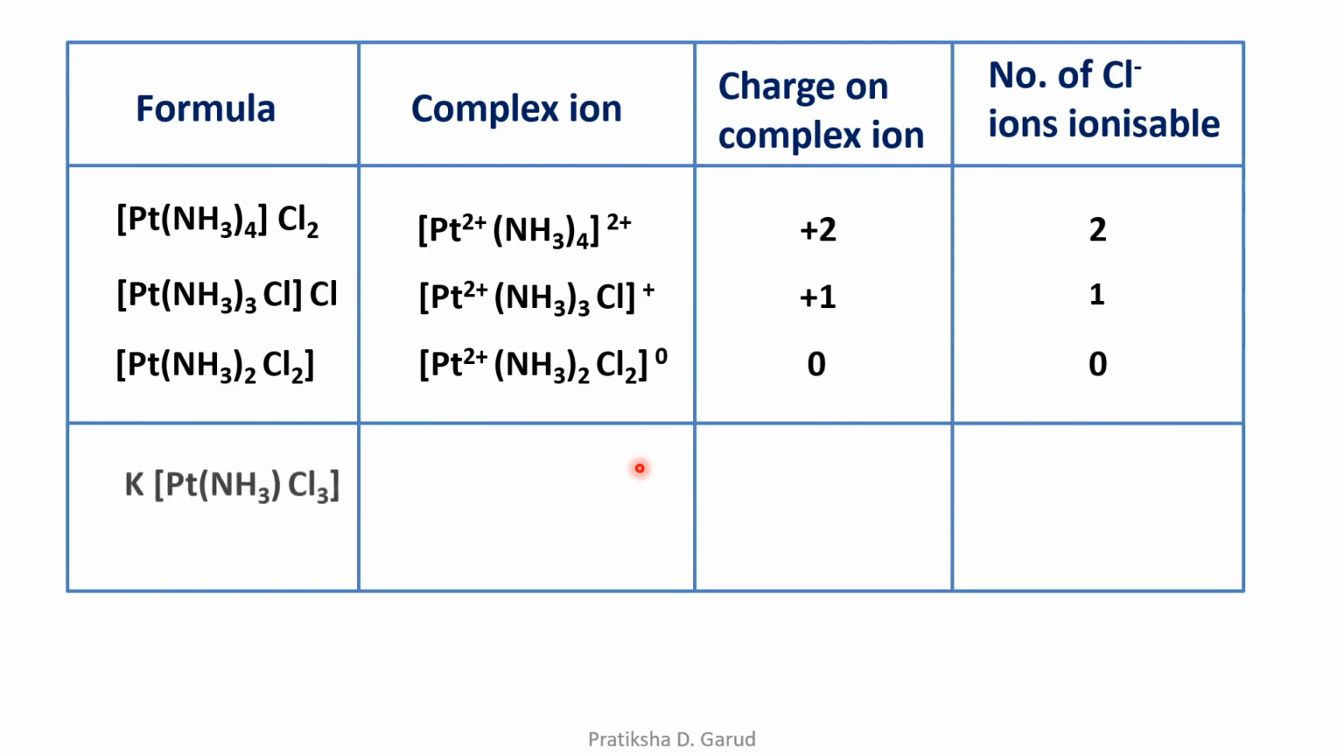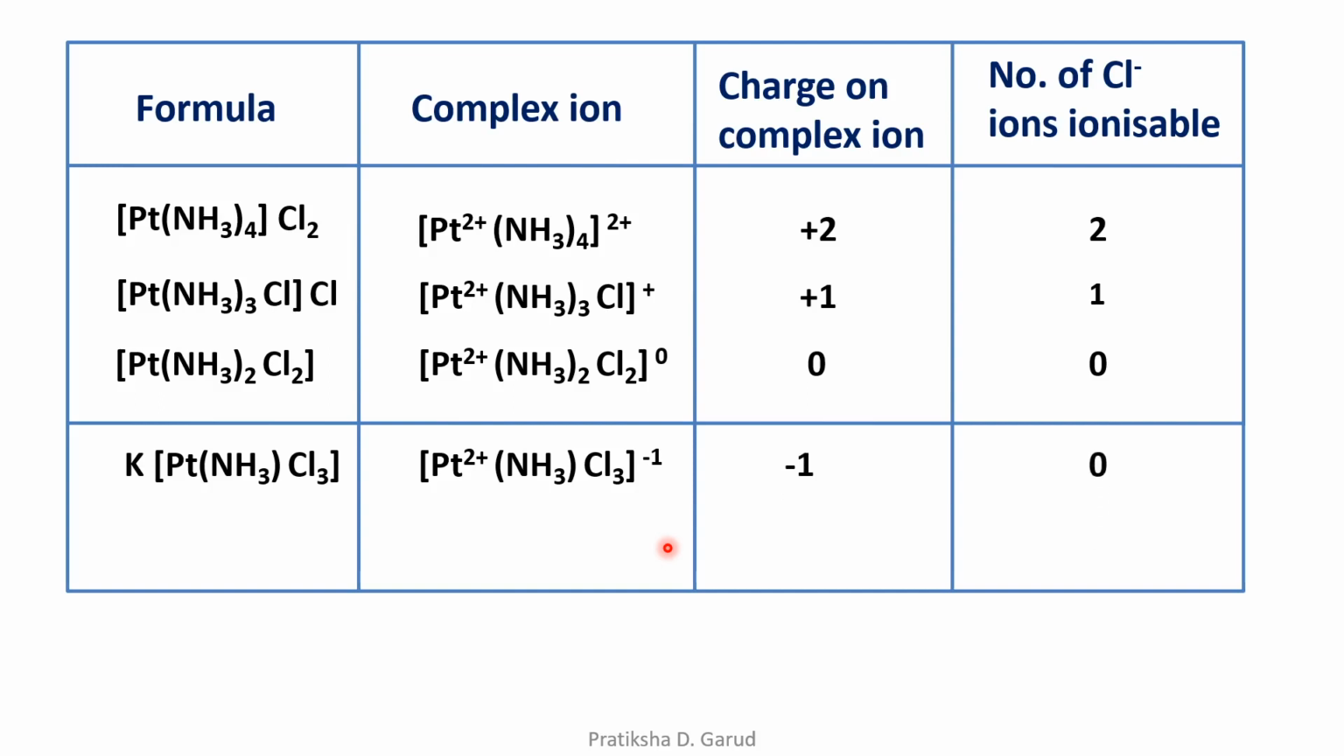Let's take one more example, that is K[Pt(NH3)Cl3], potassium. It is an anionic complex. Why anionic? Because outside we have the cation, right? So this complex ion is [Pt(NH3)Cl3]-. Why -1? Because outside the square bracket we have potassium, which has a +1 charge. That's why the complex has a -1 charge. Hence the charge on the complex is -1 and the number of ionizable ions is 0.